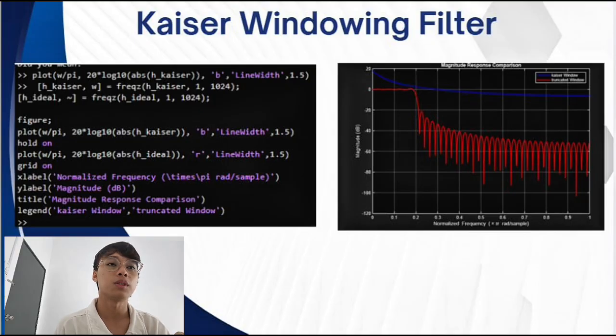So here is for the plot for the ideal. Then we put the x label normalized frequency times pi rad/sample, and y label is magnitude in dB. So our title is magnitude response comparison. Then our legend, we put Kaiser window and truncated window. So the result will be like that.